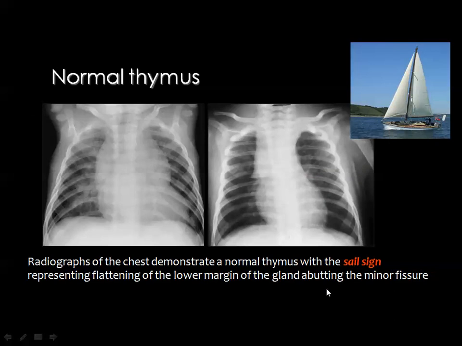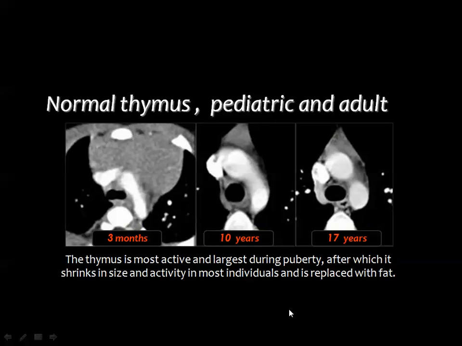Then this is a frequent finding in the pediatric age. Whenever the patient is below the age of 1 year, you can see the thymus as prominent like this one, and after this age, you see the classic appearance of the sail sign. Then this is the regressive appearance of the thymus in relation to age. This is at the age of 3 months.